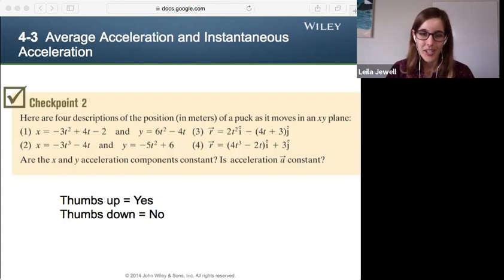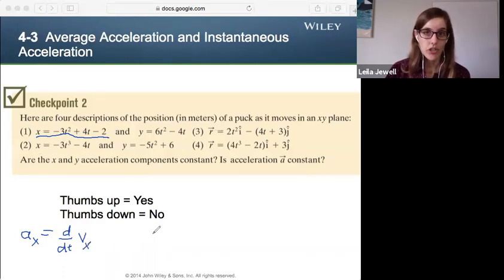Alrighty, hoping you did that. So as we take a look at this, we'll start with the first one. It mentions x is equal to -3t squared minus 4t. Well, if we want to know if the acceleration component is constant, we can calculate that. We know that the acceleration component in the x direction is just the derivative of the velocity in the x direction. And we know the velocity in the x direction is just the derivative of the position in the x direction. We could write this as d/dt of dx/dt.